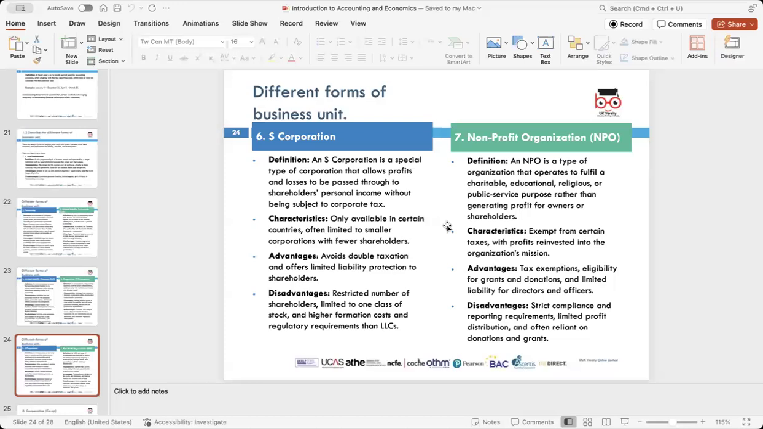S corporation, a variation of the standard corporation, is specifically designed to avoid double taxation. Instead of paying corporate taxes, profits and losses are passed directly to shareholders' personal income, similar to an LLC. S corporations have restrictions on the number of shareholders and type of stock they can issue, making them less flexible than regular corporations.